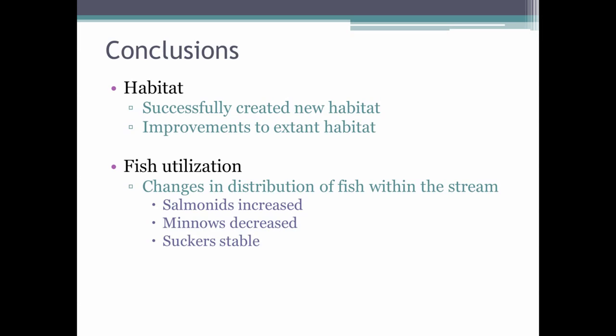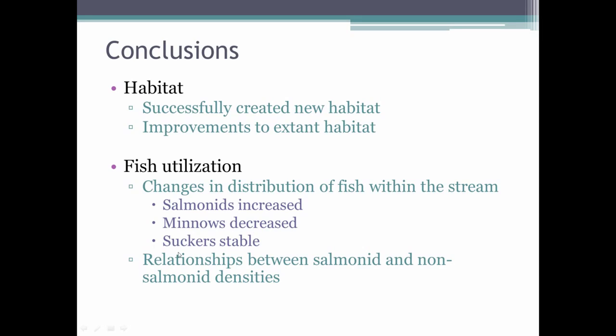Very interestingly, though, we found that relationship between salmonid and non-salmonid density, and so there seems to be some sort of optimum for biodiversity, and that has very important implications for restoration management and strategy development. If our aim or our goal of restoration is to maximize biodiversity, as many groups say that it is, then we should actually be targeting a specific salmonid density.